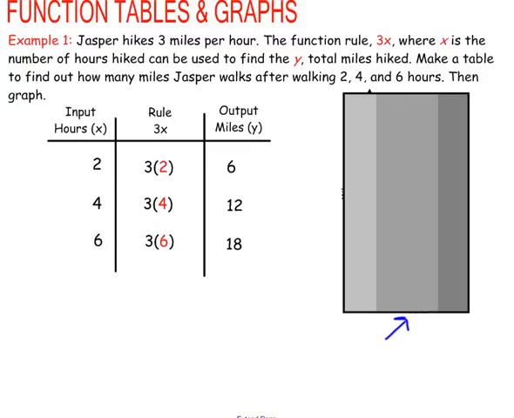So Jasper hikes 3 miles per hour. The function rule 3x, where x is the number of hours hiked, can be used to find the y, total miles hiked. Make a table to find out how many miles Jasper walks after walking 2, 4, and 6 hours. So all I did here is made my table, input, rule, and output. My rule here can be found right here in the problem. And I'm telling you that I want you to find out how many miles Jasper walks after walking 2, 4, and 6 hours. So my input is hours. My rule is 3x. So once I plug that in, these are my output values.